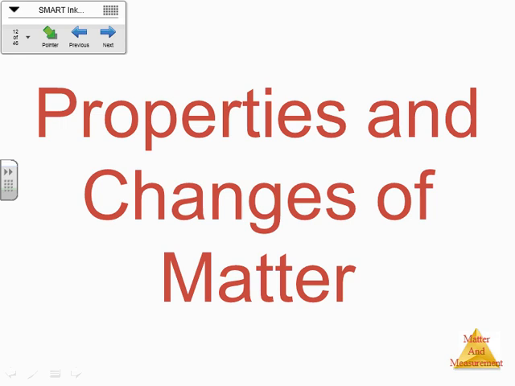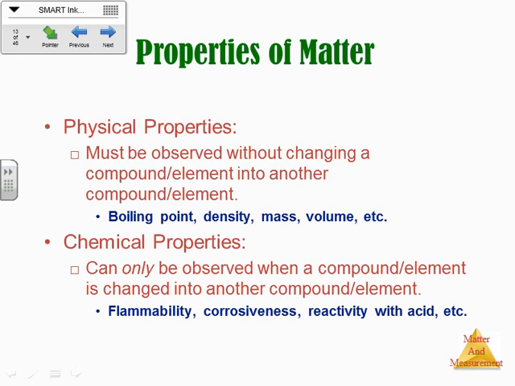Properties and changes of matter, real quick. Properties of matter. If you have physical properties, you cannot change the compound or element into another compound or element in order to observe those, okay? So boiling point is an example because if you boil something, you're just changing it from a liquid to a gas. You're not changing what it is. Density is the same way. You can measure that without changing the composition. Mass, volume, all of those things you can measure without changing the composition of the material.